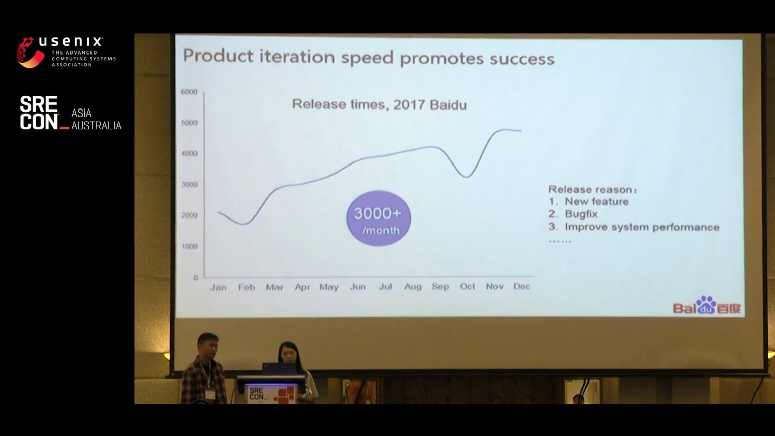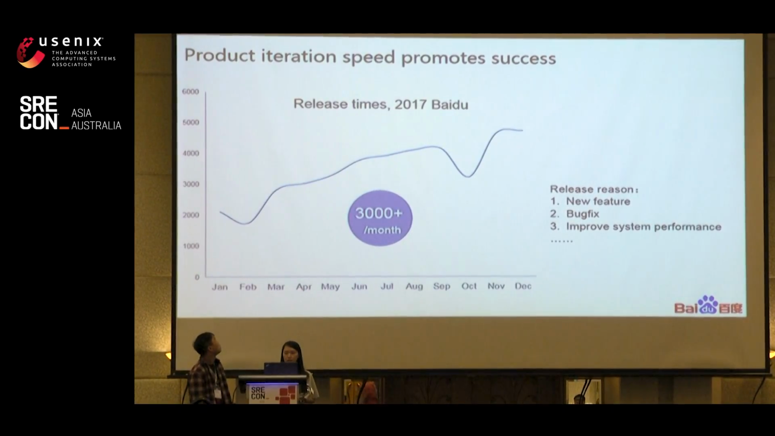Product iteration speed promotes success. Rapid trial and error can improve the product experience. As the world's largest Chinese search engine, the business scale of Baidu has always been growing rapidly, and the release times are also growing. Last year, there were 3,000 releases each month on average, such as releasing new features, bug fixes, and improving the system performance.